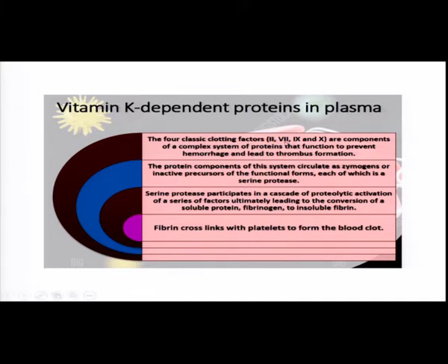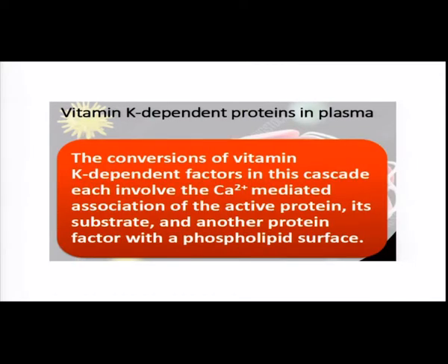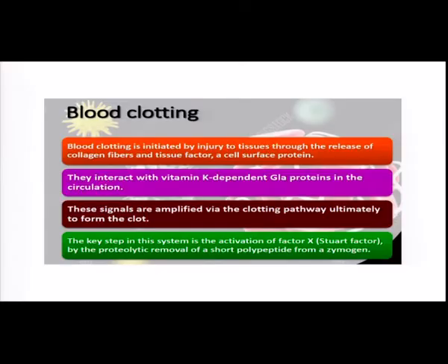So 4 of these clotting factors, 2, 7, 9 and 10, all are zymogens. Now conversion, as I've told you, involves the cascade starting from calcium. Once calcium gets bound with the active protein, its substrate and another protein factor, with the phospholipid surface, it's something like you create the surface to make it a little sticky, so that they can glue with each other. I would say the molecular glue, or in other words the covalent interactions happening between the side chains of amino acids. So you see how this clotting protein mechanism happens.